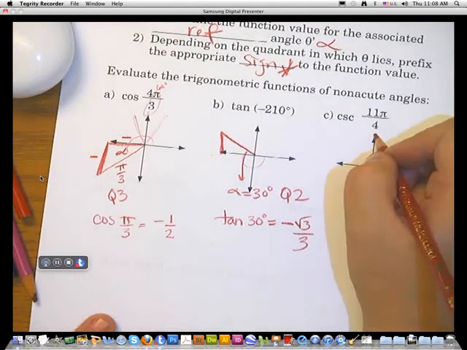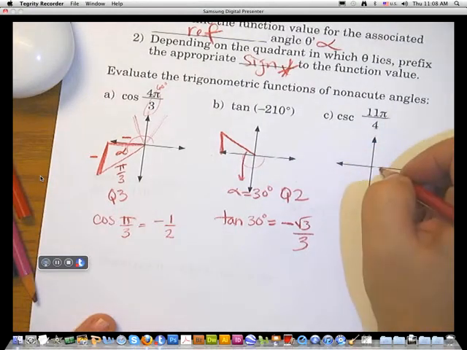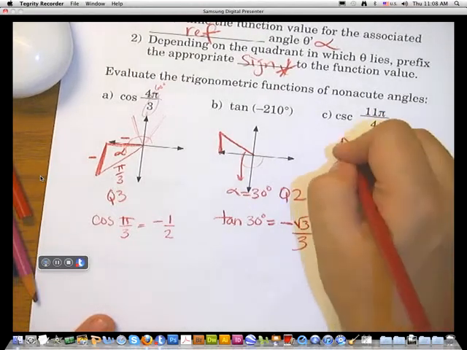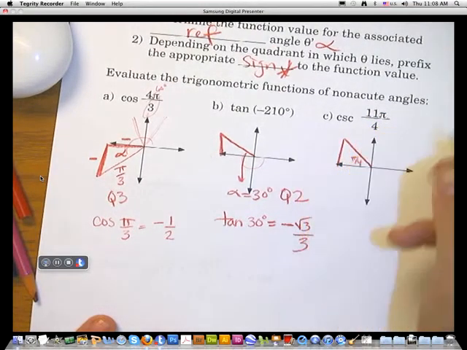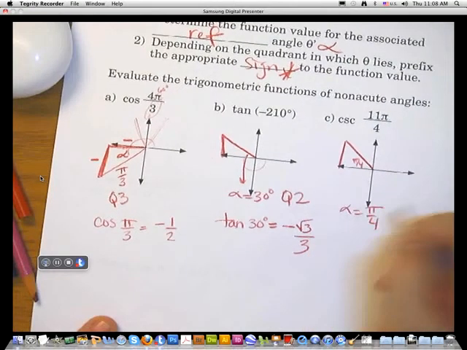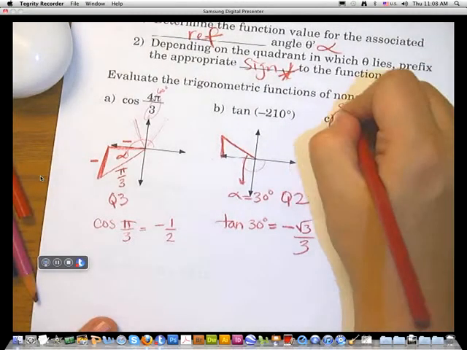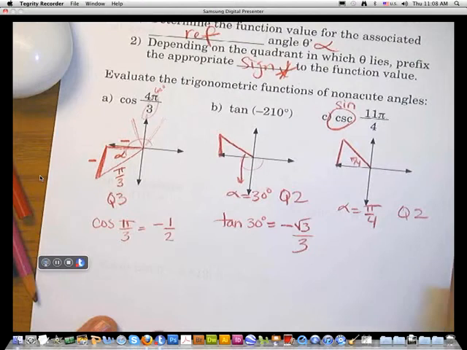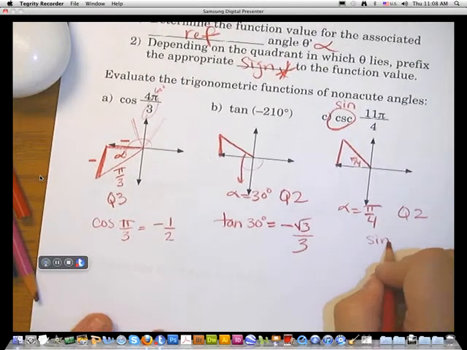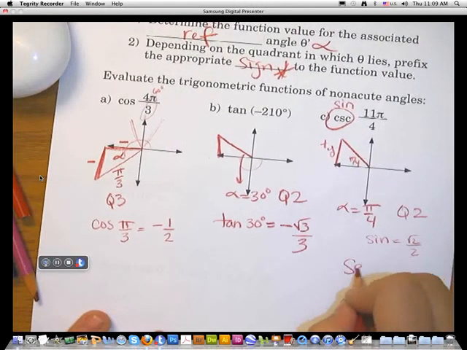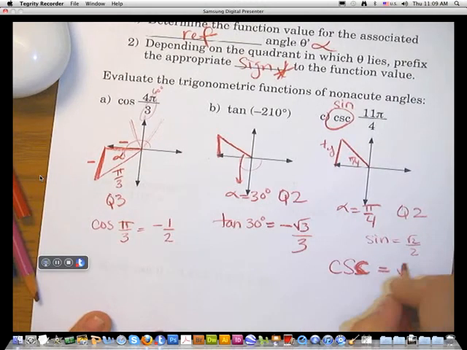11 pi over 4. 11 pi over 4 is going to put me in quadrant 2, and it's going to put me at pi over 4 as my reference, which is the same as 45 degrees. Now cosecant is the reciprocal of sine. So if I know sine, which is my y value, which is positive, is root 2 over 2, then I know cosecant is the reciprocal.